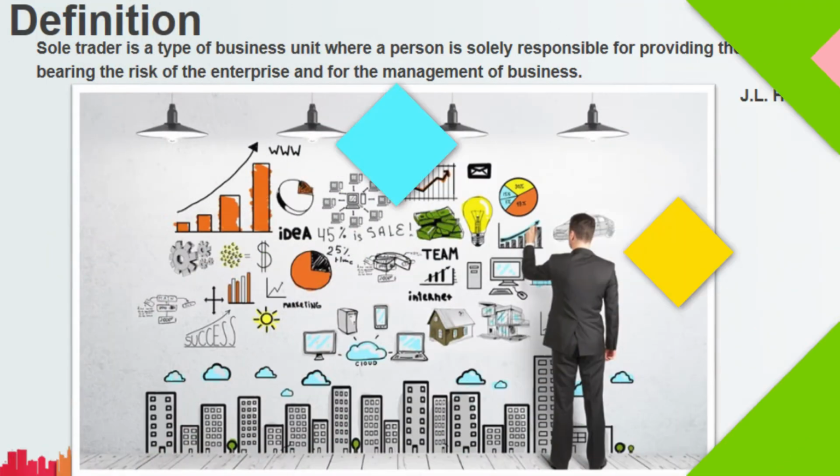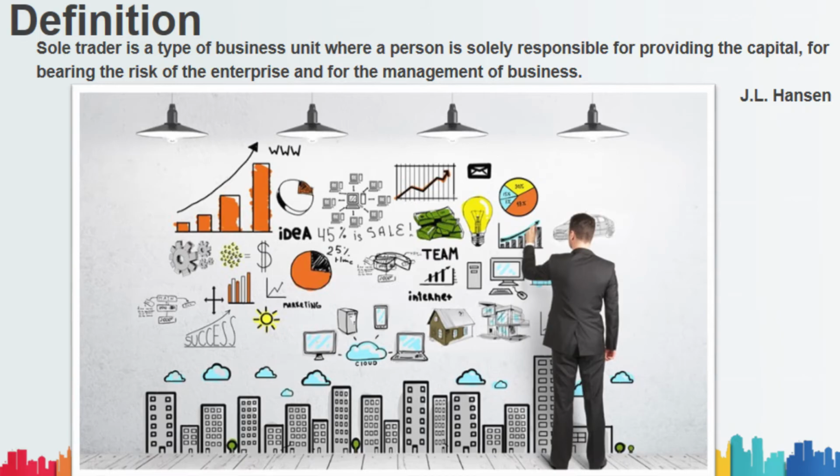Moving on to the definition. The definition is given by J.L. Hansen. He says that a sole trader is a type of business unit where a person is solely responsible for providing capital, for bearing the risk of the enterprise, and for the management of the business. That's what he says about a sole proprietor.